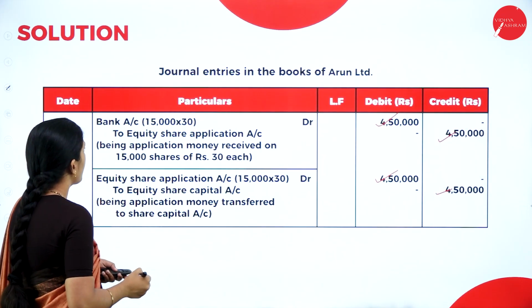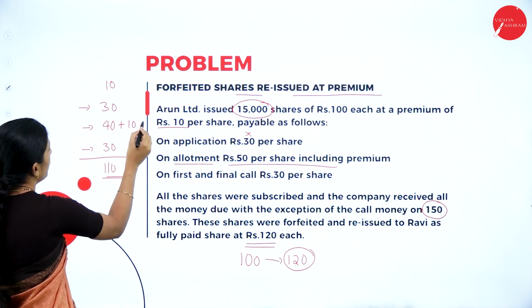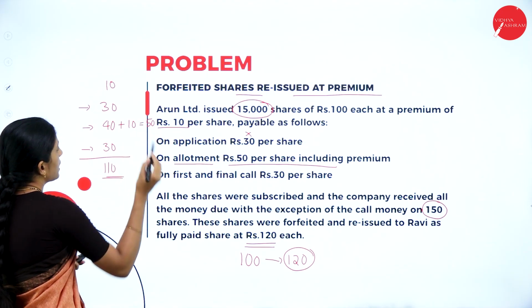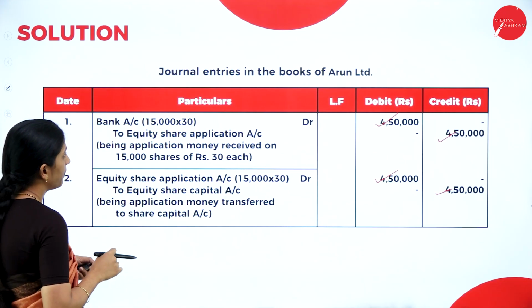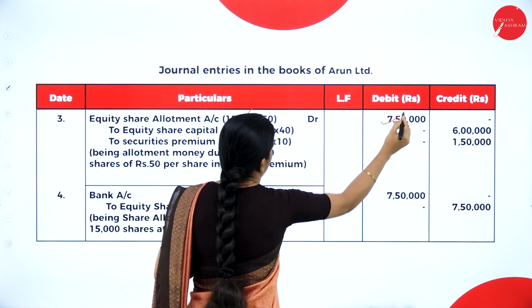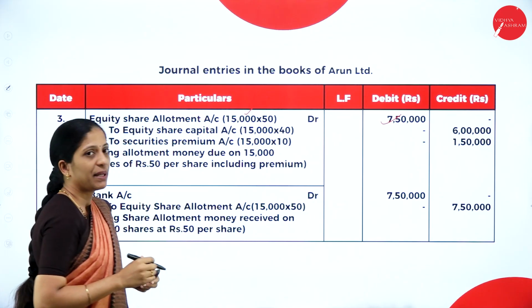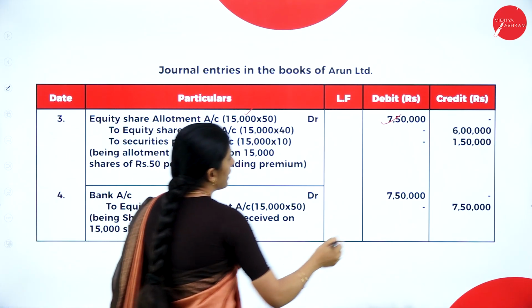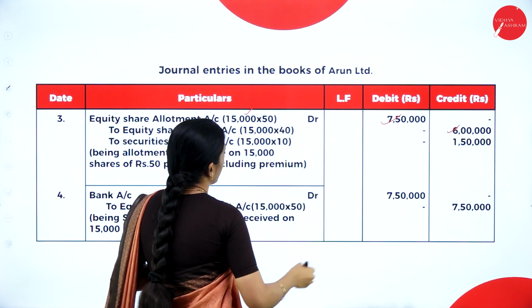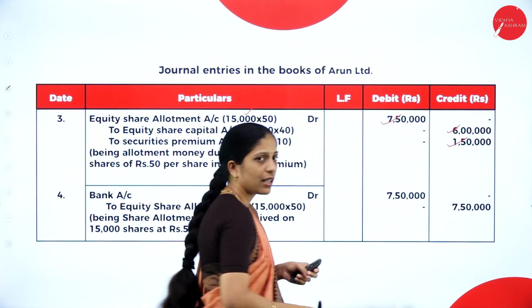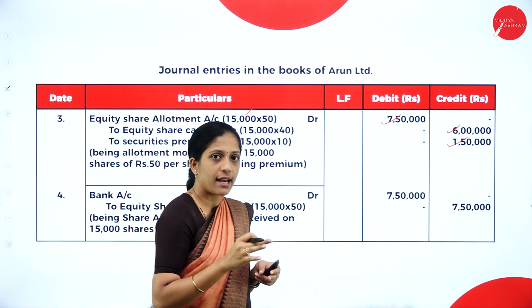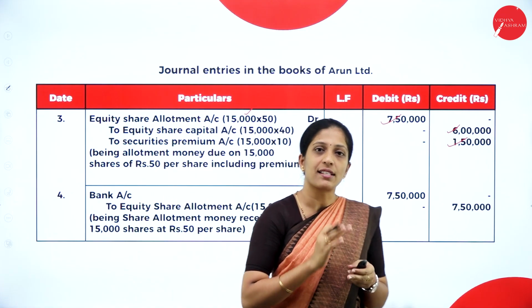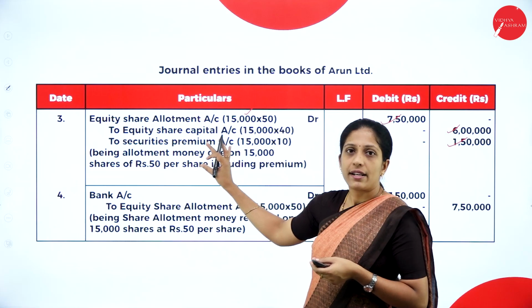So, what is the number of shares? 15,000. So, how do you write the amount? 15,000 into 50. Next is 15,000 into 40. Premium is 15,000 into 10. So, 15,000 into 50, 7,50,000. To share capital, 15,000 into 40, that is 6 lakh. And to securities premium account, 1,50,000. Narration, being 15,000 shares issued at a premium of rupees 10 each. So, this entry is for allotment money due.